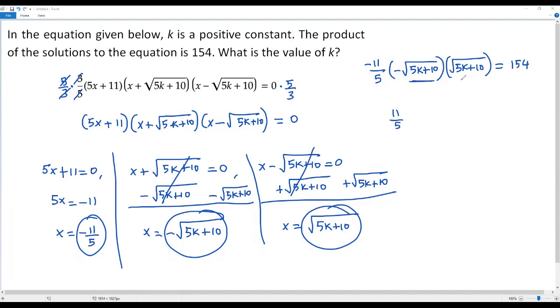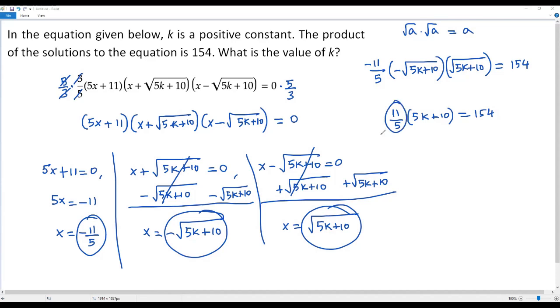And here we multiply two square roots with the same expression inside. Consider the product √a times √a. When we multiply two square roots with the same expression inside, the result is just a, the expression inside the square root. Using this property, when we multiply these two square roots, I get 5k + 10, so (11/5)(5k + 10) equals 154. Here we have to solve for k in this equation.